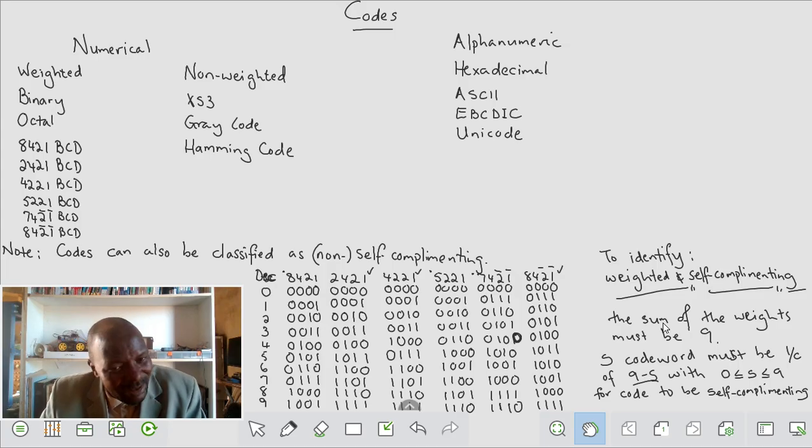I think that summarizes. In our next session, I'm going to look at a few 9-weighted codes. I will probably take a look at the alphanumeric codes one by one, but I'll start with the 9-weighted codes. I will have a different session on the Hamming code. I'll probably do the XS3 code and the Gray code all in one.